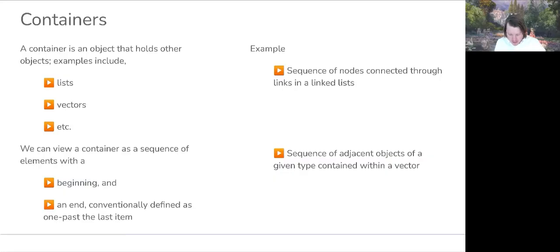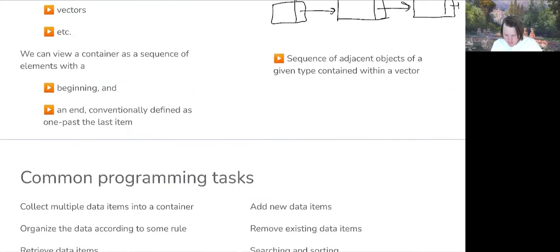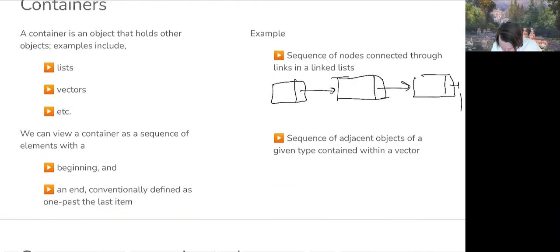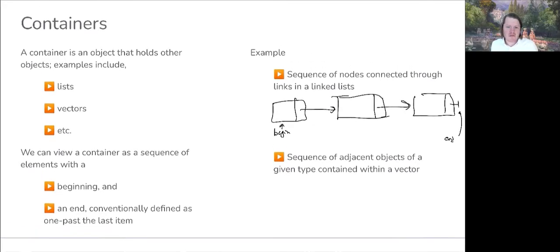So in our linked list, we had essentially a sequence of nodes connected to one another through a pointer. In this case, the end would be one past the last item, so it would be there. And the beginning would be there at the first element within our sequence. We'll see that traversing this sequence is one of the behaviors that an iterator will afford to us. But we haven't started talking about iterators just yet, so don't worry about it. Here's just a sequence of nodes.